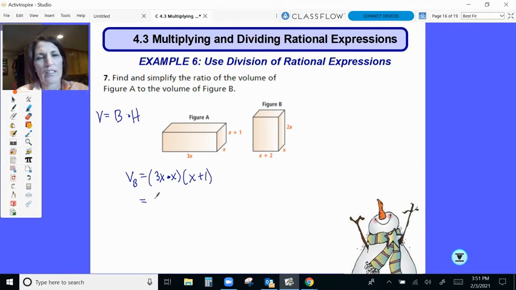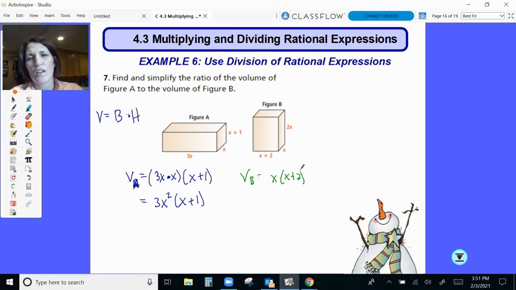If I simplify that, that's going to give me 3x squared times x plus 1. I'm going to leave it like that because it's in factored form, and I guess I'm going to have to do some factoring. Okay, so I'm going to take my volume of, oh, sorry, this is figure A, isn't it? Figure A, sorry. Volume of figure B is going to be my area of my base, which will be x times x plus 2 times my height, 2x. If I multiply those, I'm just going to take 2x times x is 2x squared times x plus 2.